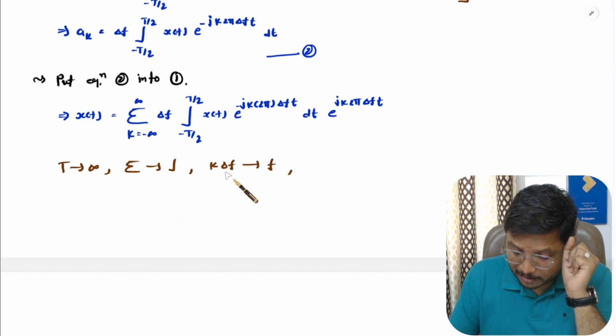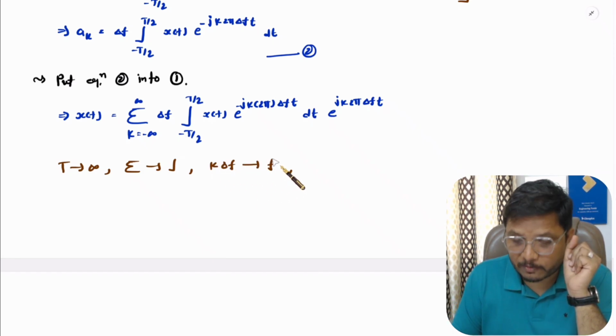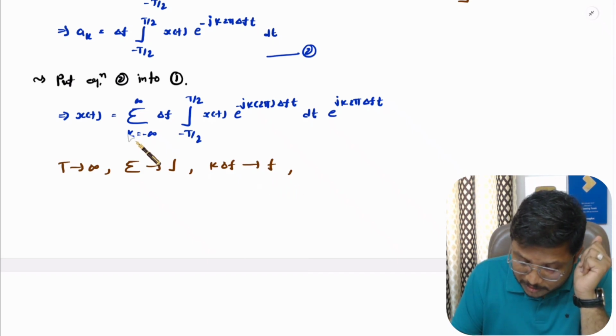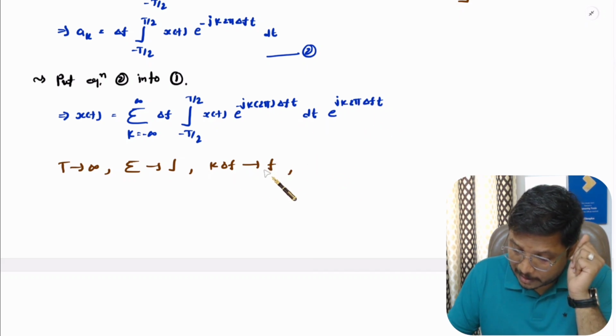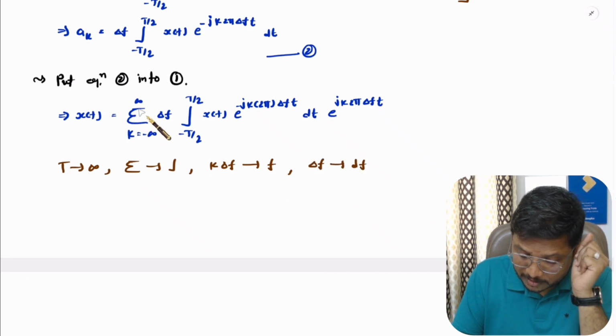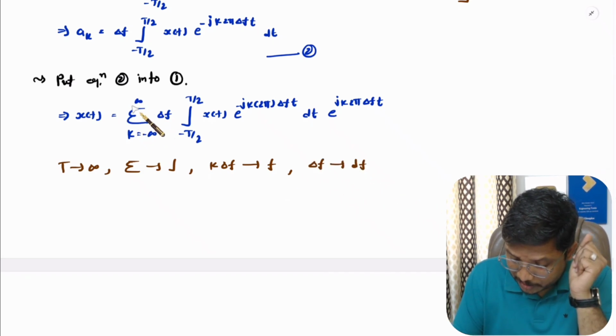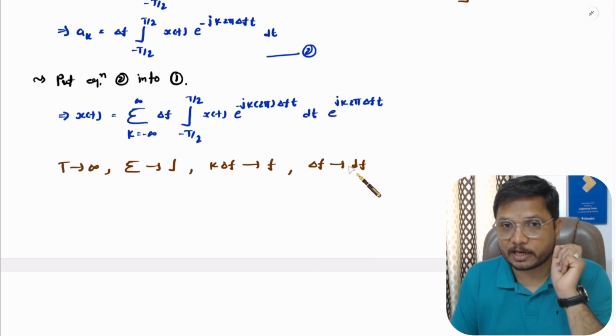One more adjustment that I'll do, that will be k into delta f, that is equal to frequency, right? So here we have k into delta f, you can observe. That will be frequency. And here delta f will become df. So for this summation, we have delta f over here. So instead of this delta f, I'll place df for integration.